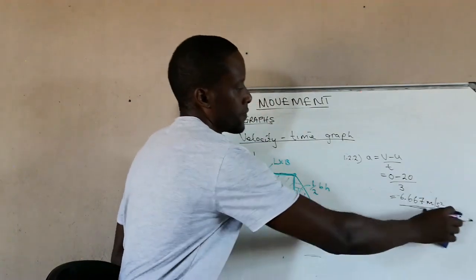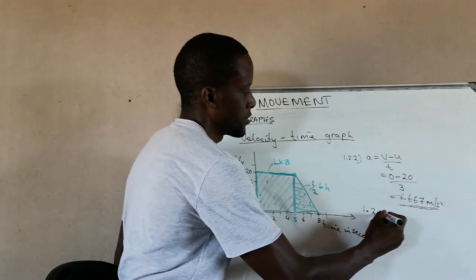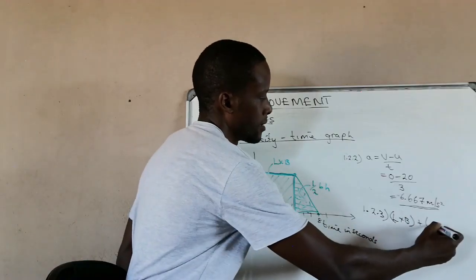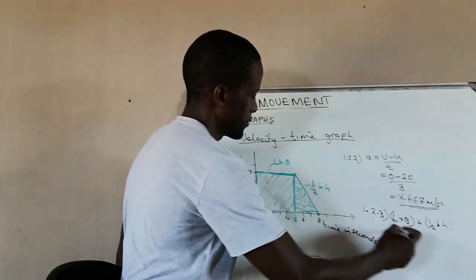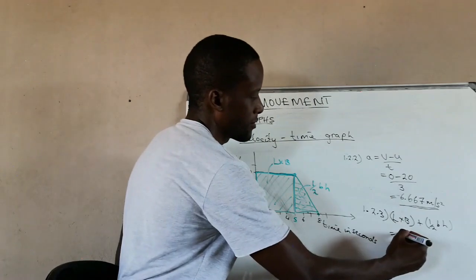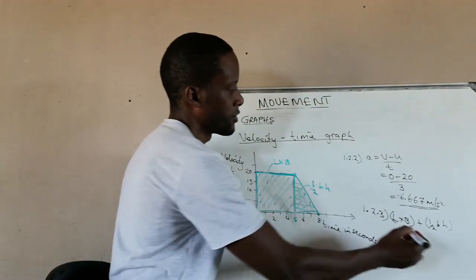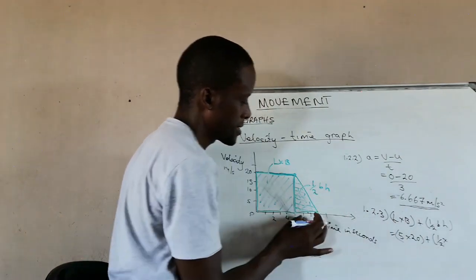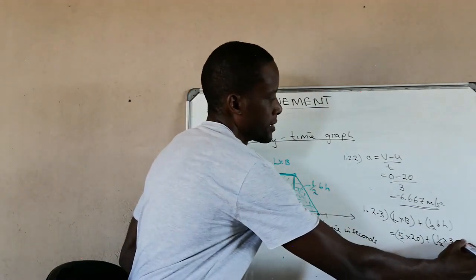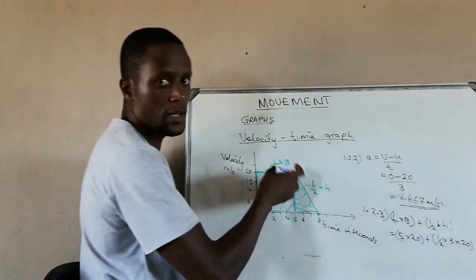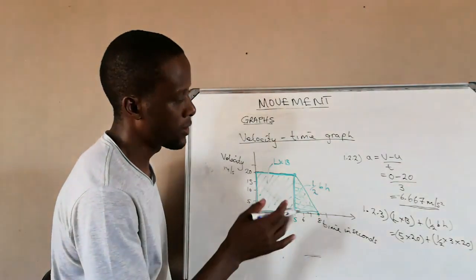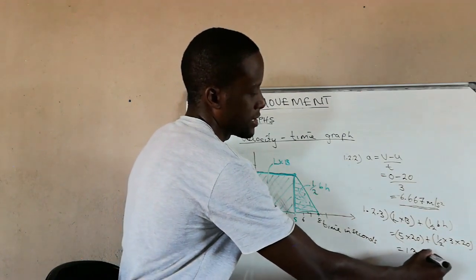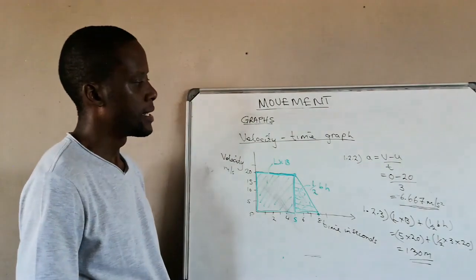Let's create some space there. 1.2.3, we're going to say L times B plus half times the base times the height. So what we have is the length, 5, times the breadth, 20, plus half times the base. Now the base is only 3, times 20, our height of this triangle. Okay, so if we calculate that, that's 100, plus 30. So what we have is 130 meters. That was the displacement throughout the journey.